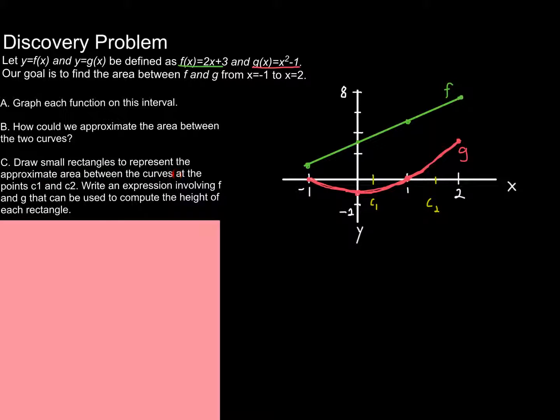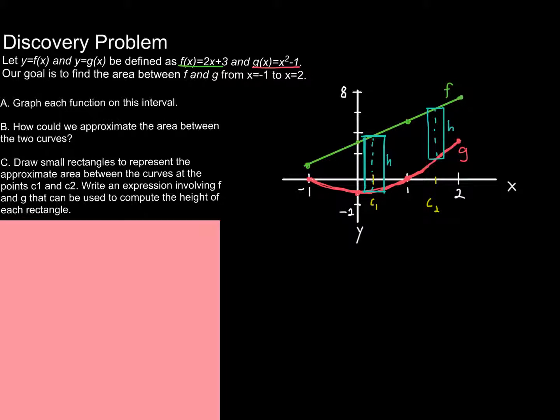Draw small rectangles to represent the approximate area between the curves at the points C sub 1 and C sub 2, as I've drawn those points there. Your goal is to write an expression involving the functions f and g that can be used to compute the height of each rectangle. So draw these rectangles. You don't have to make them too big or too small, just so you can see the rectangles, and your goal is, of course, an expression for the height of each rectangle.